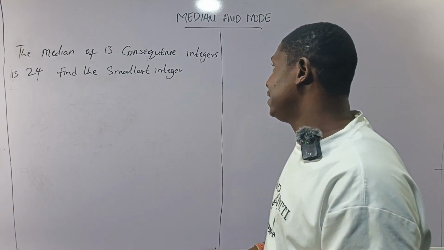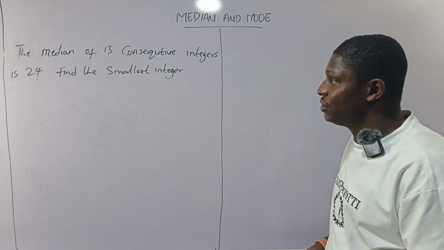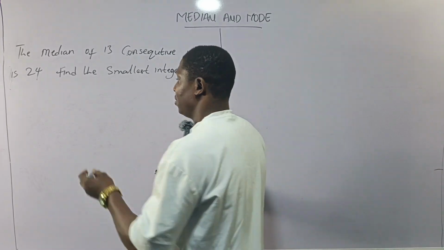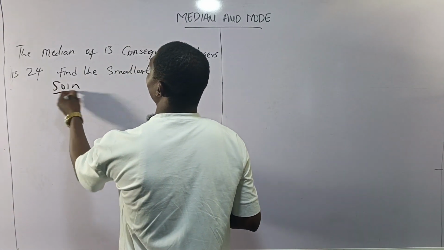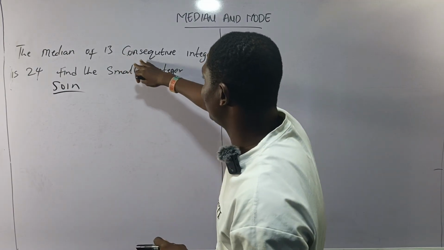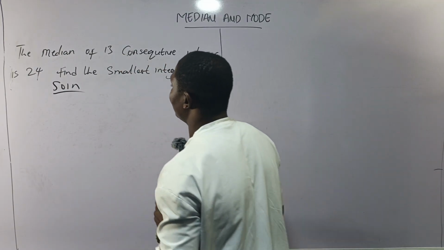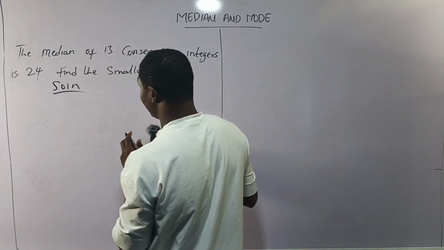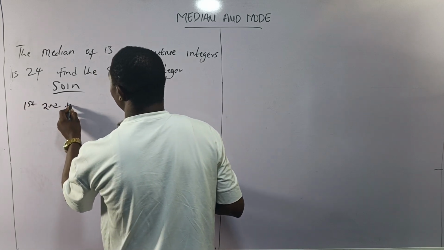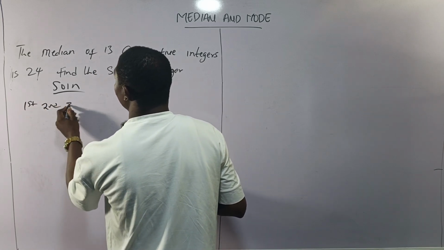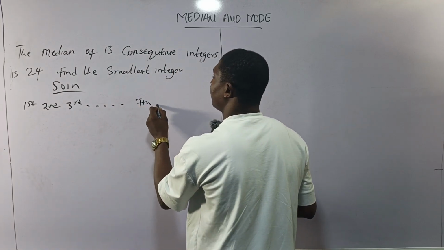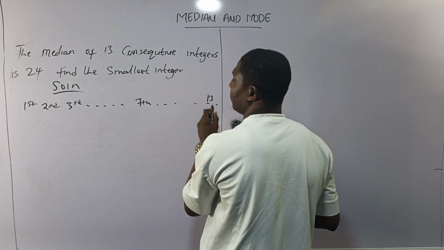The median of 13 consecutive integers is 24. So let's find the smallest integer. So let's have our solution. Now they said 13 consecutive integers, take note. We have first term, second term, third term. We have the seventh term, and we have the 13th term.